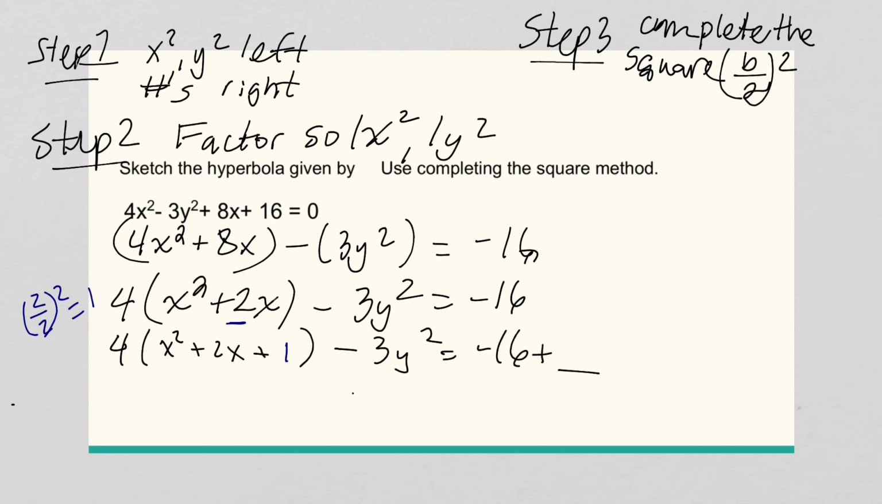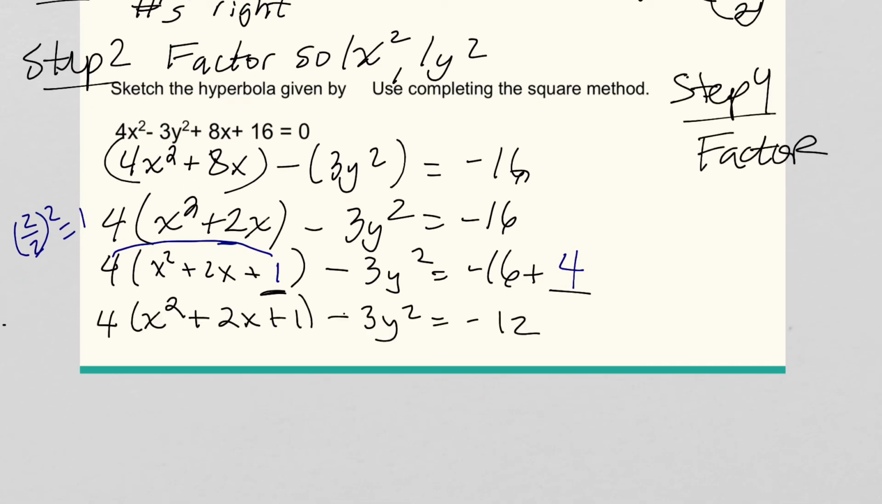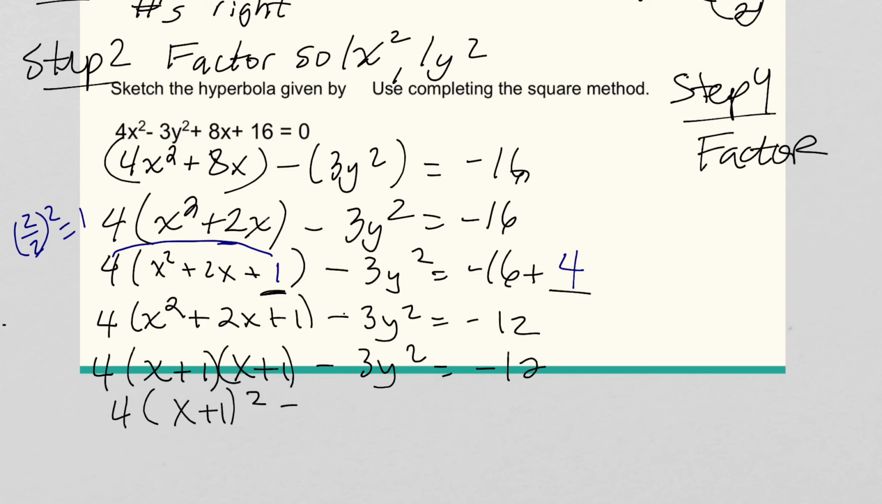Now, what am I adding over here? Well, it's not going to be 1, right? It's going to be 4 times the 1. So it's going to be 4 there. So now let's see what we have as a result. So I get 4 times x squared plus 2x plus 1 minus 3y squared to equal negative 12. Step 4 now is to factor. So let's go ahead and factor this trinomial. What factors of 1 add up to 2? So it's x plus 1, x plus 1. Let's combine it, so it's x plus 1 squared.